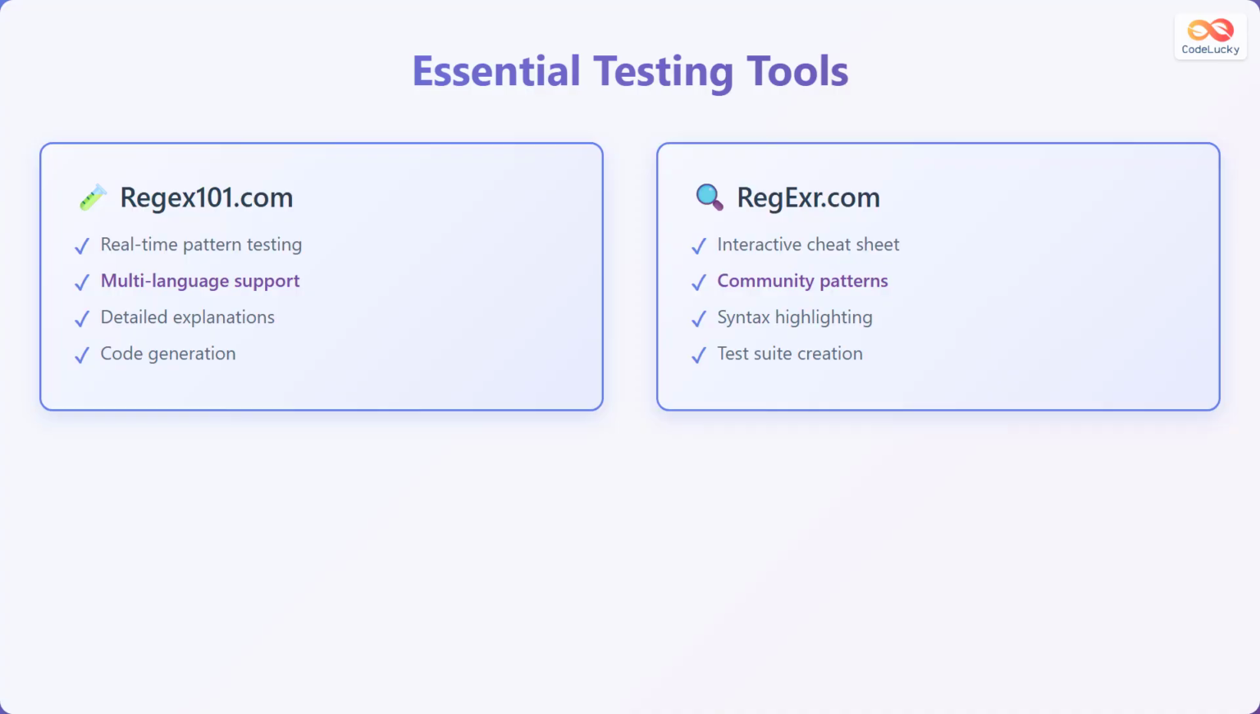Now let's check out some essential testing tools for regular expressions. First, we have Regex101.com. Its features include real-time pattern testing, multi-language support, detailed explanations, and code generation. Second, we have RegExr.com. Its features include an interactive cheat sheet, community patterns, syntax highlighting, and test suite creation.